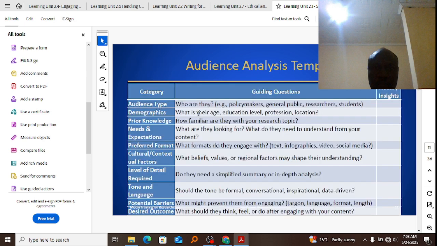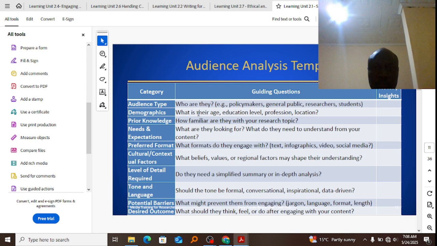Now you see category and guiding questions. The category is audience type. Who are they? Who is your audience? Are they policymakers? Are they the general public? Are they researchers? Are they students? It is important to understand who your audience is. It will help you to understand how to disseminate that information, or how you take that story forth depending on the audience.